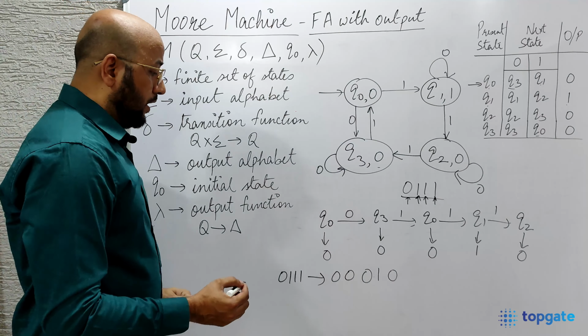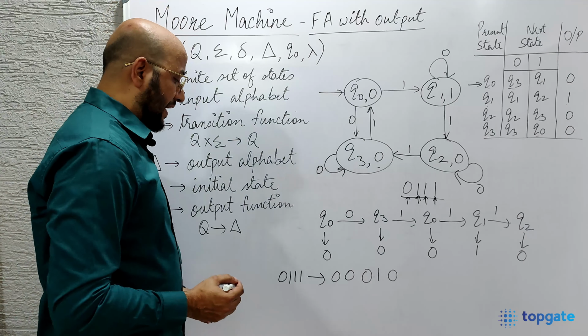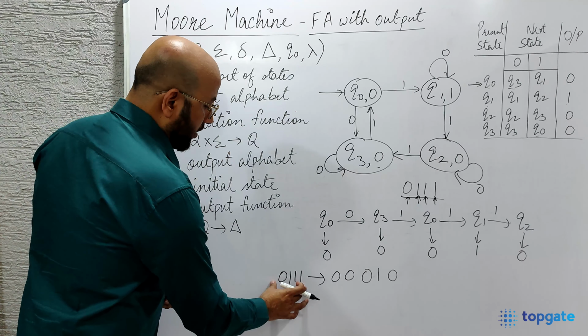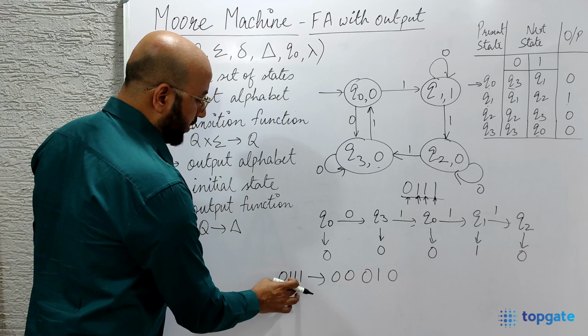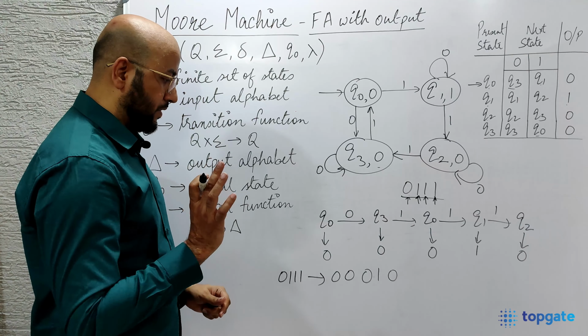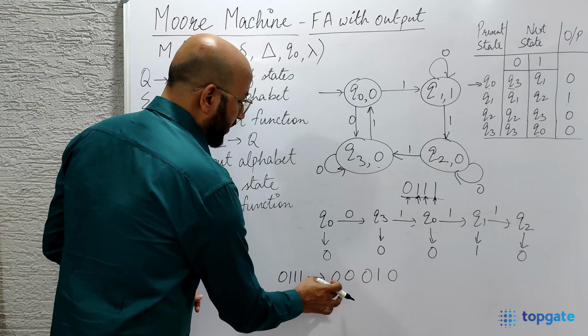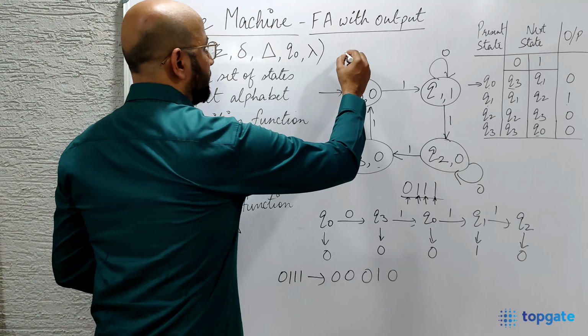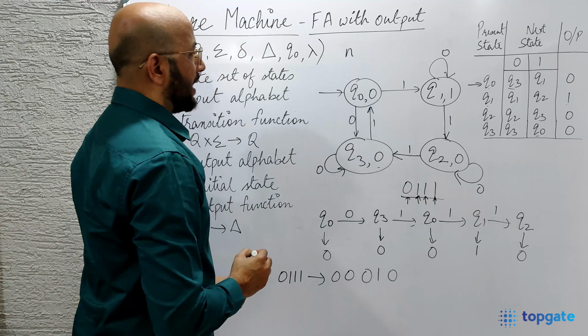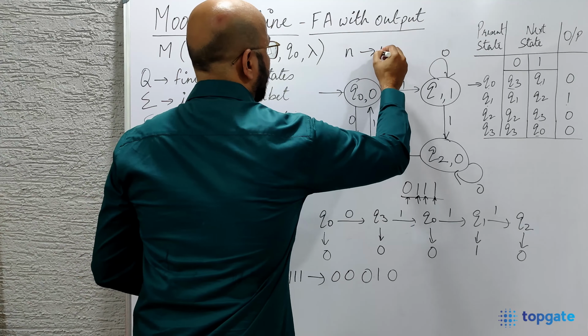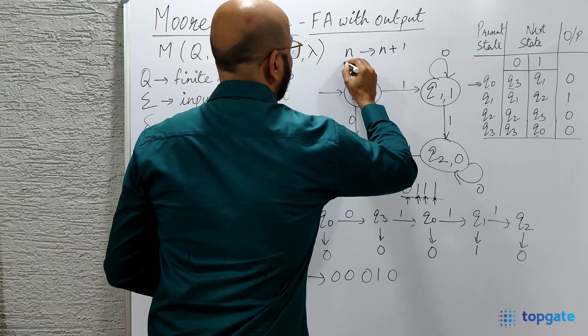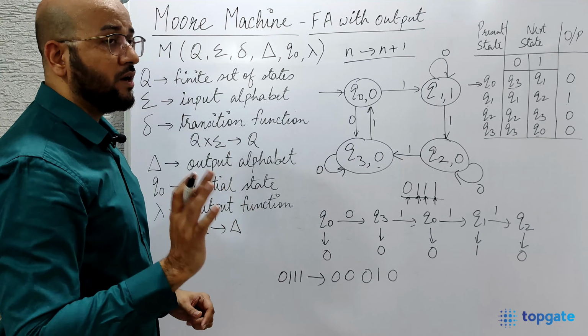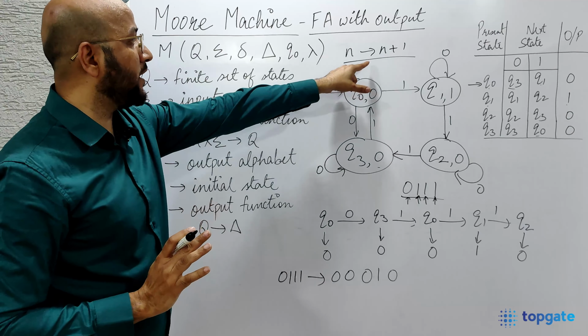Clear? Now if you see this closely, if you analyze it, you see that in the input we have 1 2 3 4 characters. But in the output we have 1 2 3 4 5 characters. That means if the input is of n characters, the output generated will be n plus 1 characters for the case of the Moore machine. Now this one is very important.